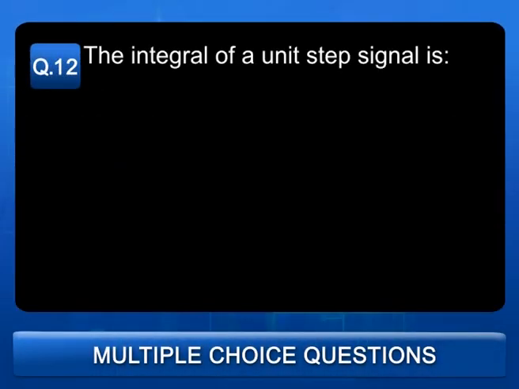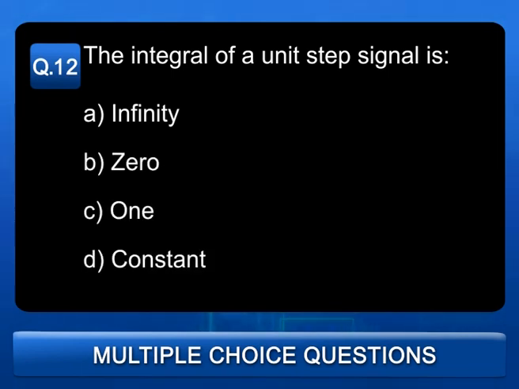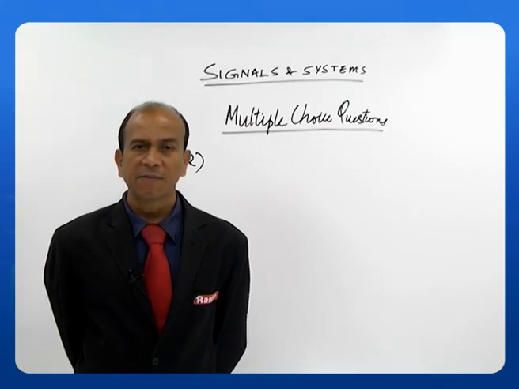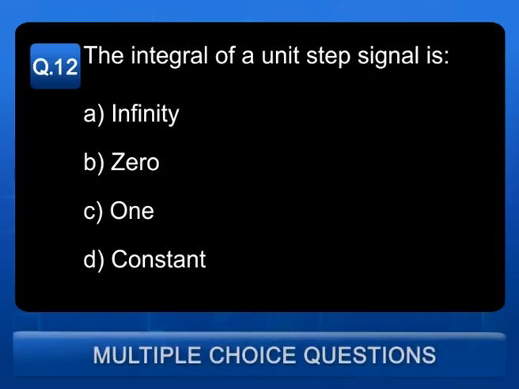Question number 12. The integral of a unit step signal is A, infinity, B, 0, C, 1, D, constant. C is 1. The answer is, if I integrate a unit step signal, I'll get the answer as C, that is 1.